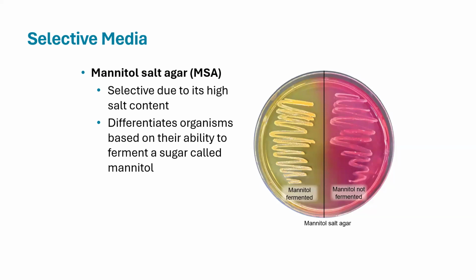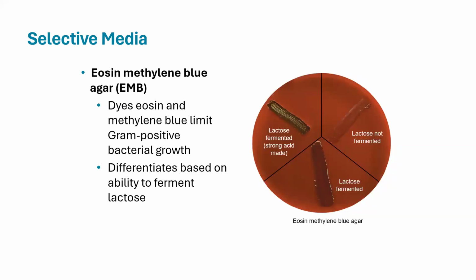Now, we also have eosin methylene blue, which is also a selective and differential media. And this one, it has these two dyes, eosin and methylene blue, which will intercalate into the gram-positive cell wall, and it prevents them from growing. And it also differentiates on their ability to ferment lactose. So we can assume that all three of these are probably gram negatives because they grew quite well. We've got a streak here, here, and here. But only these two were able to ferment lactose. We can tell that based on the color change.